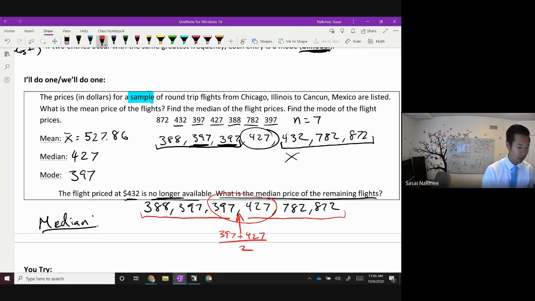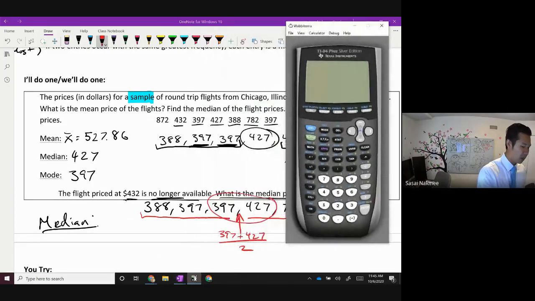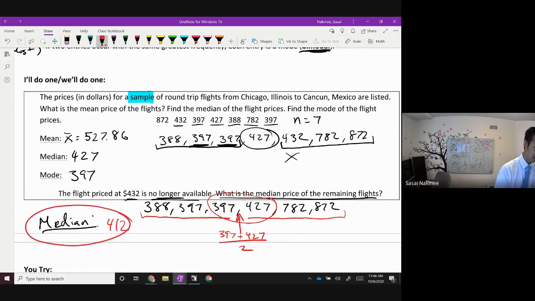And that's going to be my median for this new problem if I have an even number of data points, right? So this right here is going to be equal to 397 plus 427, divided by 2, and that's going to give me 412. And that's going to be my median for this one. And you'll say, there isn't a data entry that's at 412, and that's okay. The median is just the number that's exactly in the middle of your data. 412, that's your median for that guy.